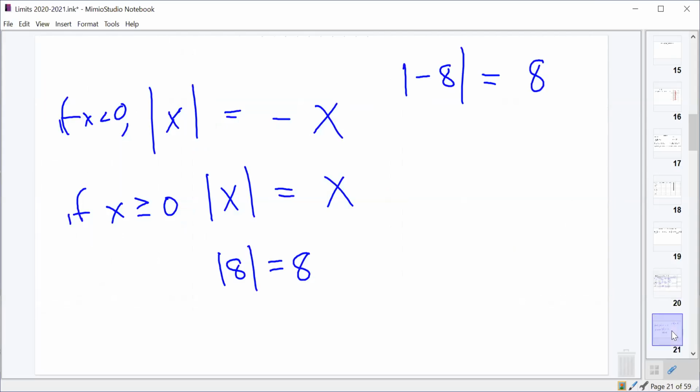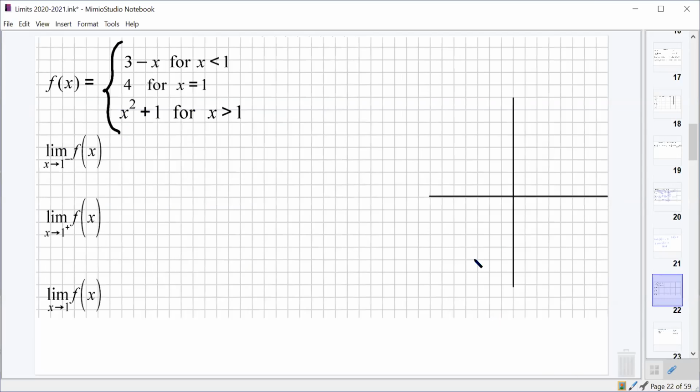Let's move on then to this piecewise defined function. Take a look at this. So I'd like you guys to take a couple seconds and sketch the graph of this piecewise function real quick.